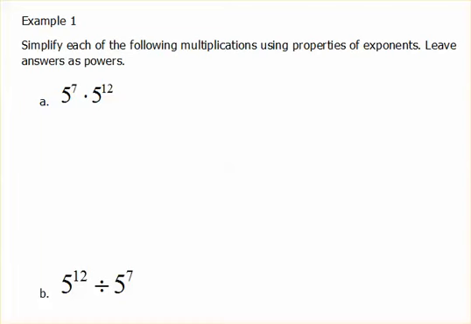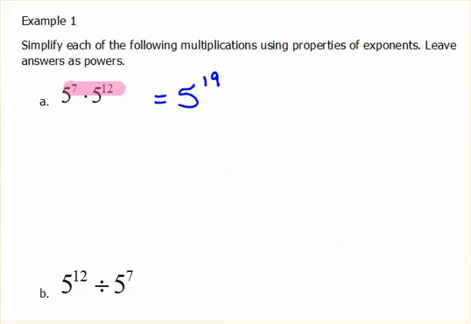Okay, so our first problem here says 5 to the 7th times 5 to the 12th. So again, we're multiplying like bases, so our rule says that we need to add those exponents. So 7 plus 12 would give us 19, so this would equal 5 to the 19th power. So I hope you got that.